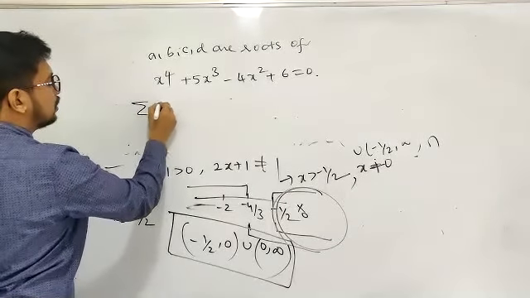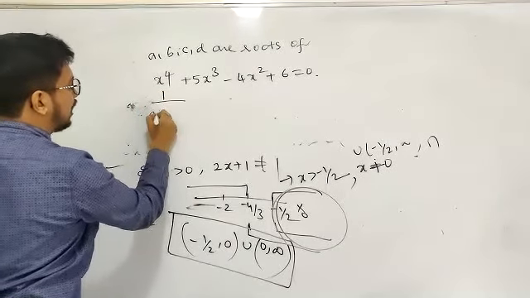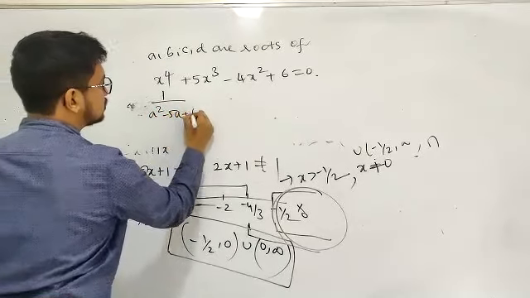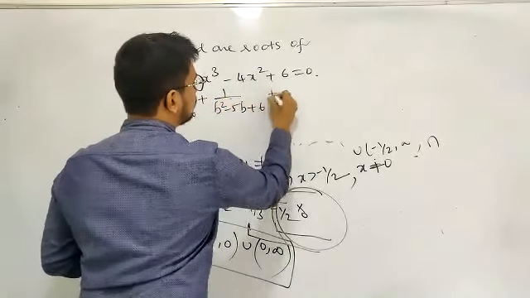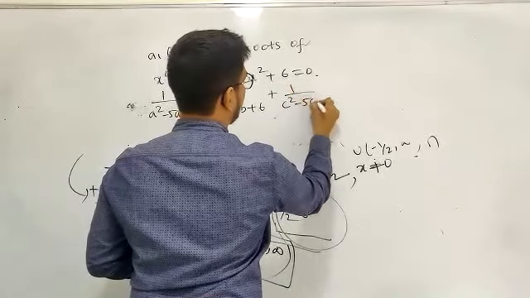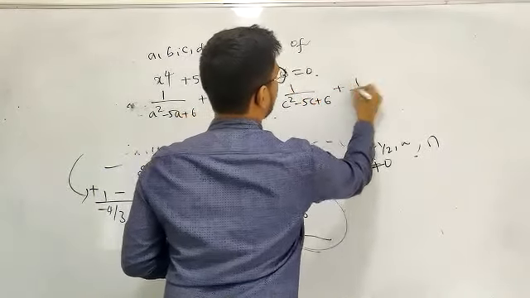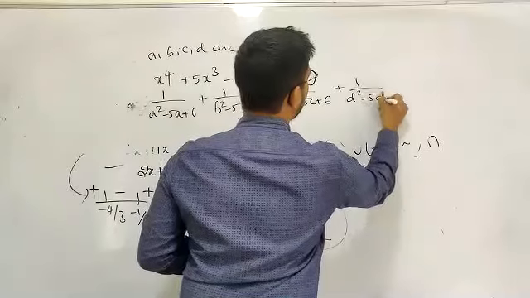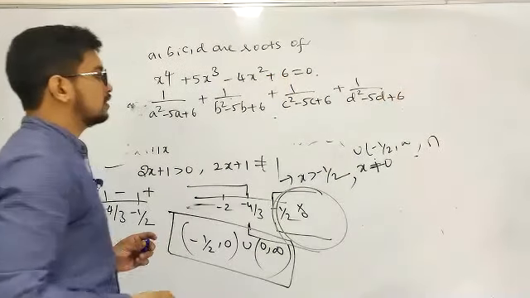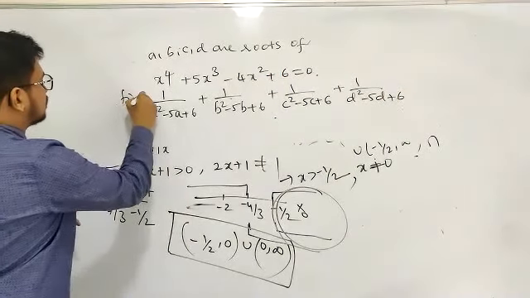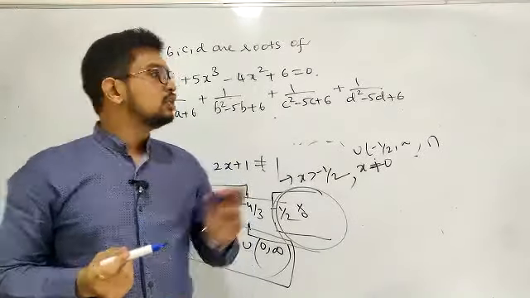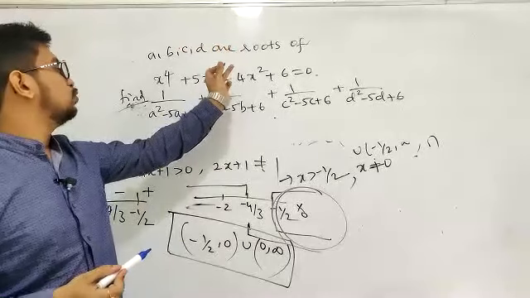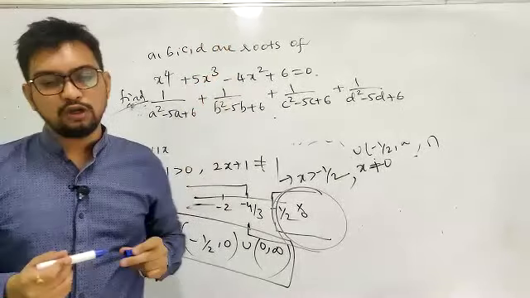I've asked you what is the value of 1 by a square minus 5a plus 6 plus 1 by b square minus 5b plus 6 plus 1 by c square minus 5c plus 6 plus 1 by d square minus 5d plus 6. I've asked you to find the value of this. I think I gave you this question 2 days back. A, B, C, D are the roots of that equation, and I'm asking you to find the value of this one.